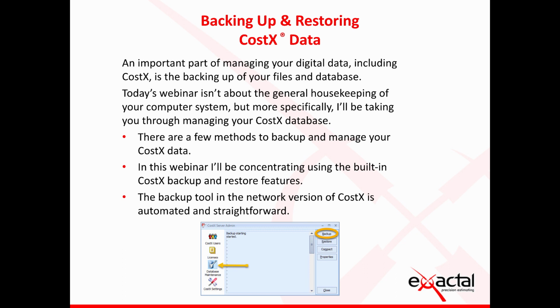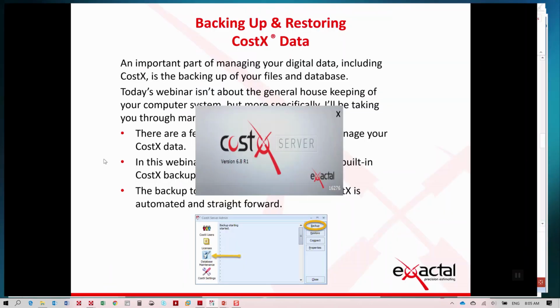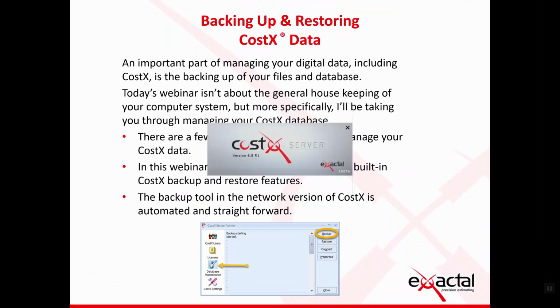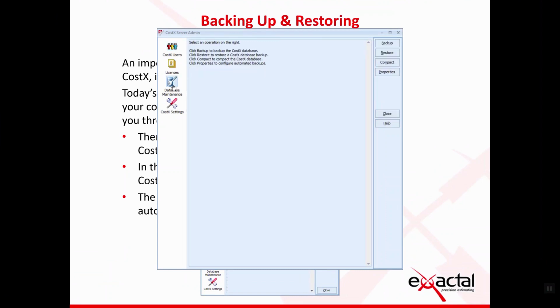So we'll start with the CostX server database. It's the easier one. It's actually got an automated system built in. And so if I go to the CostX server admin app, so I'm going to try and bring that one up, which is, where are you? Here we are. CostX server app. So once you start that one up, I'm just going to log in. And we're going to go to the database maintenance tab here on the CostX server admin. Down on the right here are the tools to manage it.